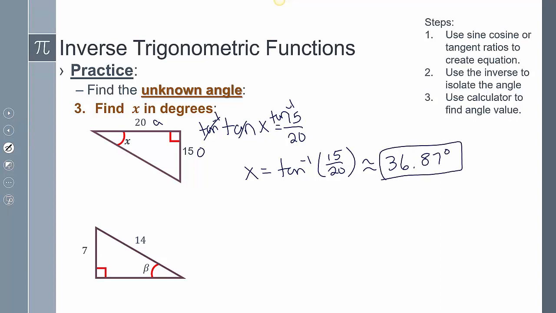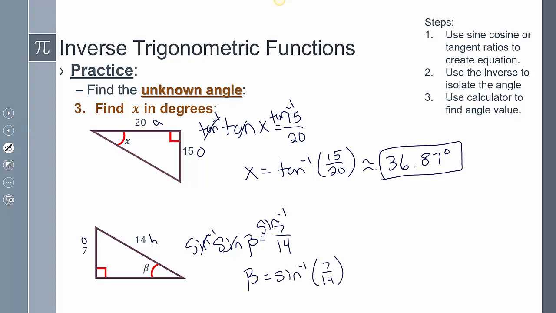For this last one here, if I want to find beta, I have my opposite and my hypotenuse, so this is going to be sine. So sine of beta equals 7 over 14. Now step 2, I want to use the inverse to isolate the angle, so I'm going to take the sine inverse to both sides. And so I'm going to get beta equals the sine inverse of 7 over 14. I enter that into my calculator, and I'm going to get approximately 30 degrees. That's going to be my answer.